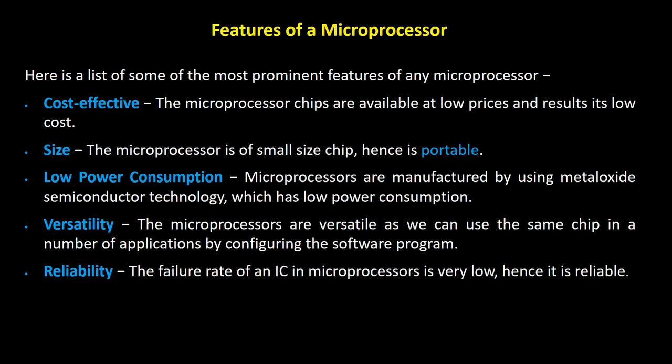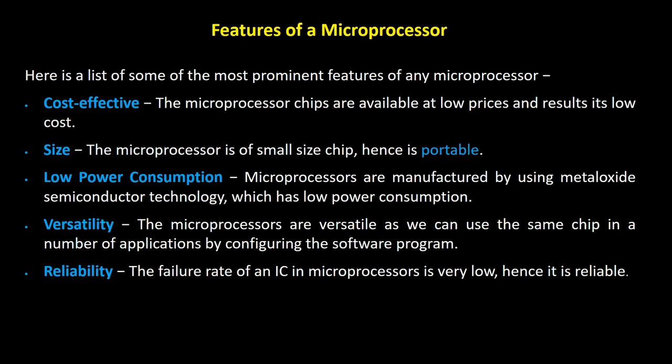4. Versatility. Microprocessors are incredibly versatile, as the same chip can be used in a number of applications simply by configuring the software program. This makes it easier and more cost-effective for manufacturers to produce a wide range of devices. 5. Reliability. The failure rate of an IC in microprocessors is very low, making them highly reliable. This means that devices using microprocessors are less likely to break down or malfunction, giving consumers peace of mind.